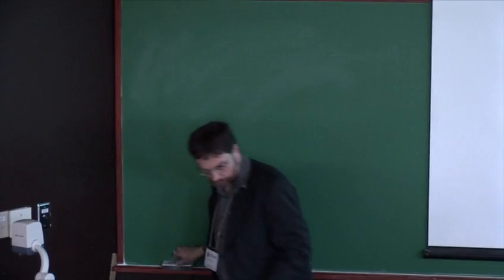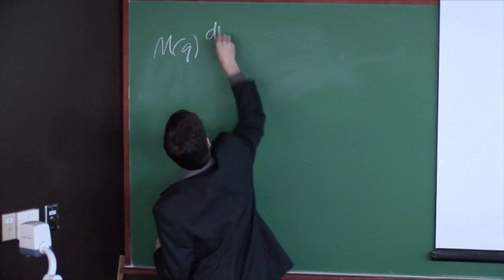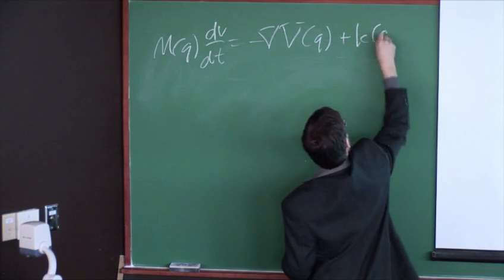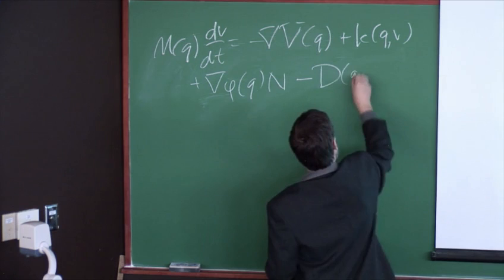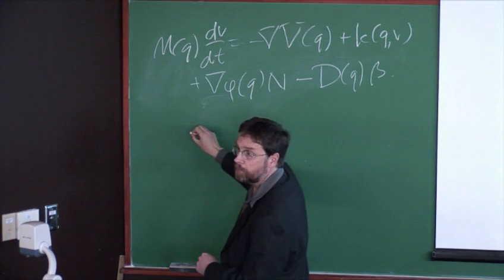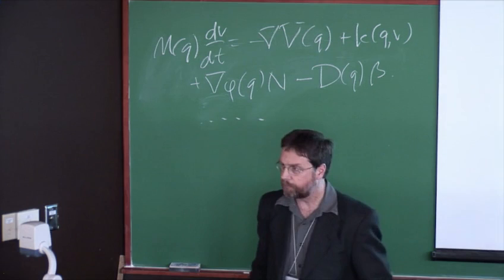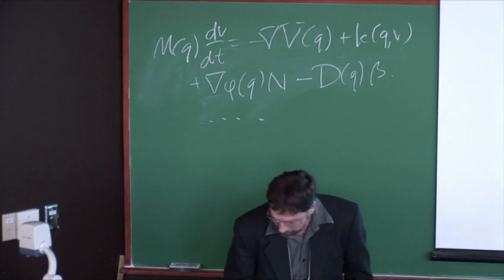We have M(q) dv/dt equal to negative grad V(q) plus K(q)v minus, say, D(q)beta, and we have some conditions for beta, which will generate Coulomb friction. I've actually got a formulation later that has all that in it, when we talk about numerical methods. So we'll get to that.